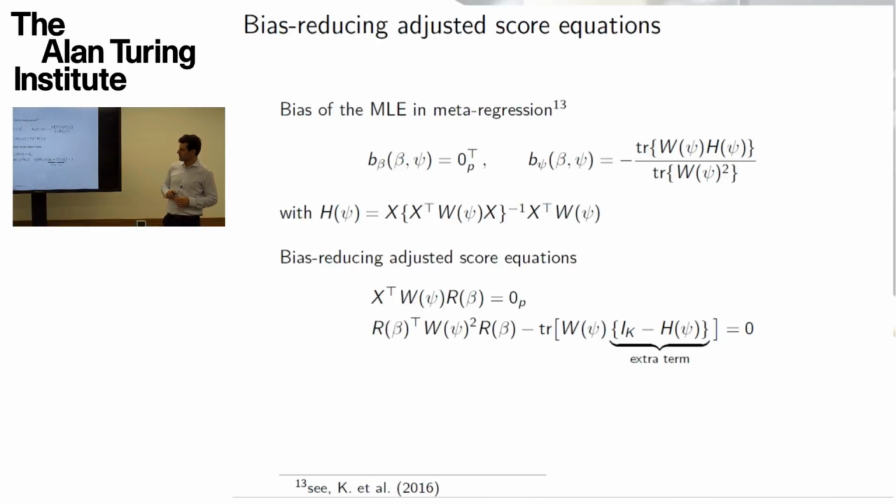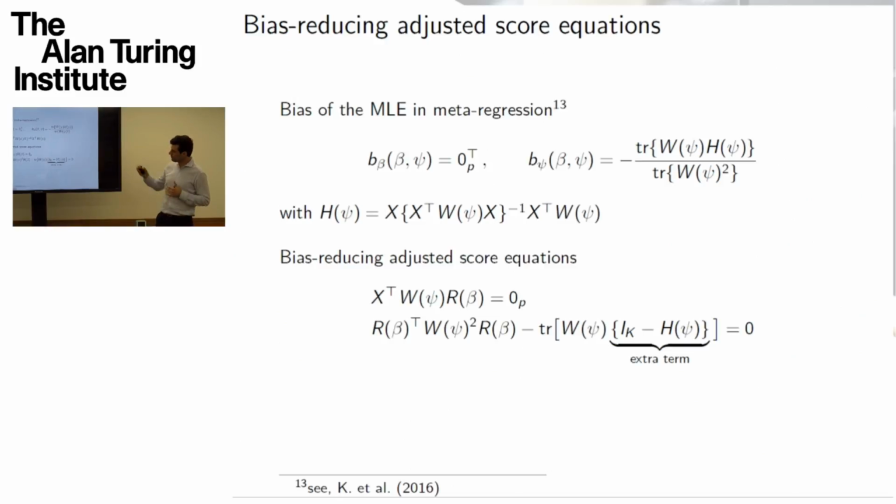So the first order bias term of the MLE in meta-regression is 0 for the regression parameters. And it's always negative for the dispersion, for the heterogeneity parameter, which means that you would expect this downwards bias that we always saw in the simulation study. H is simply the hat matrix in that case.